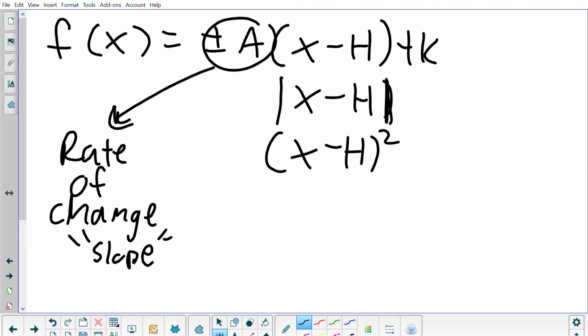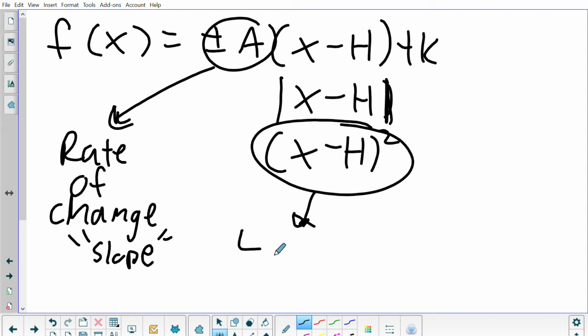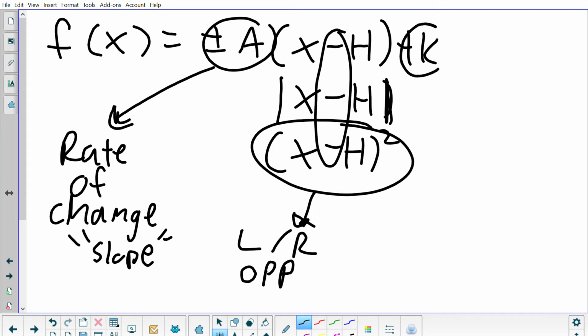Your future math teachers will say it's not slope, so that's why I put it in quotes, okay? This interior tells us how much to go to the left and to the right. But because of the negative symbol in here, it is opposite of what we think. Okay? And this k tells us to go up or down from the origin. And because it's a positive number, it is what we think.